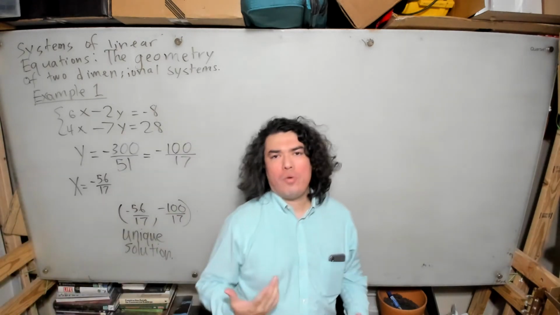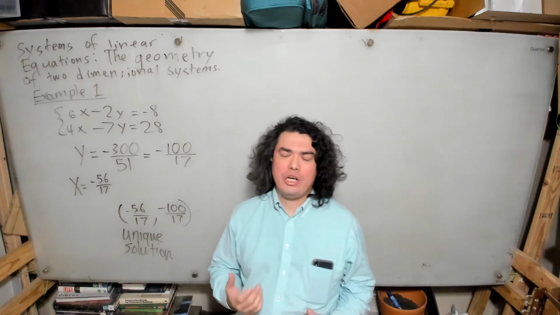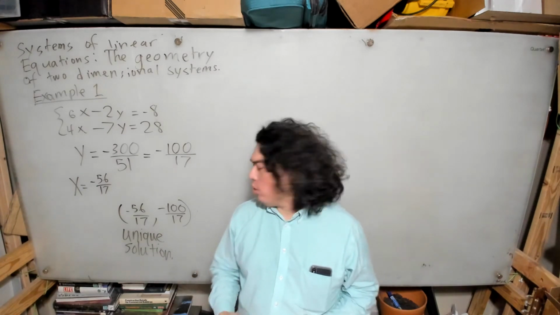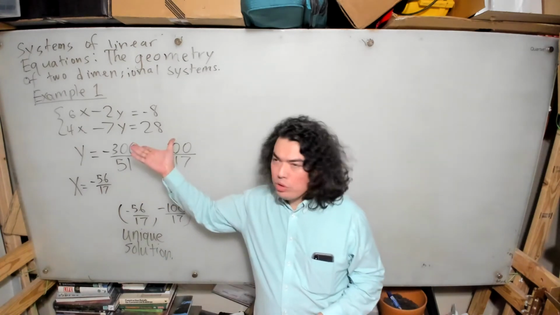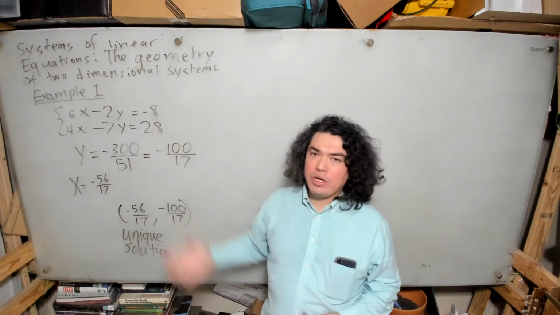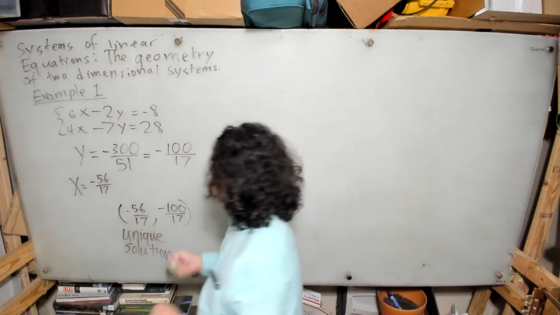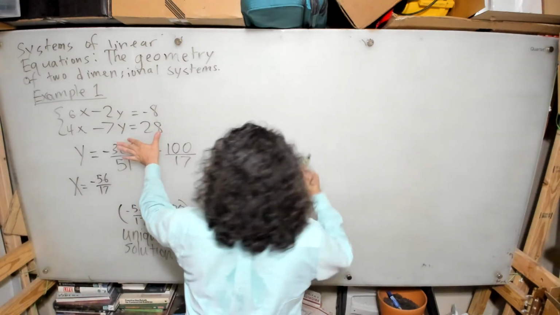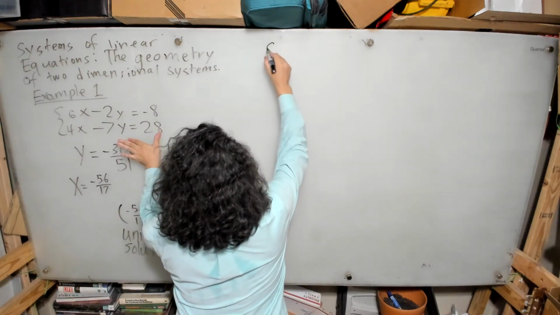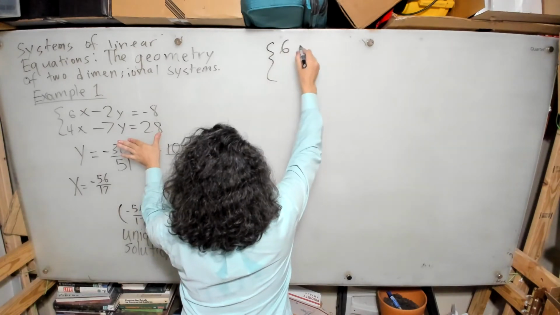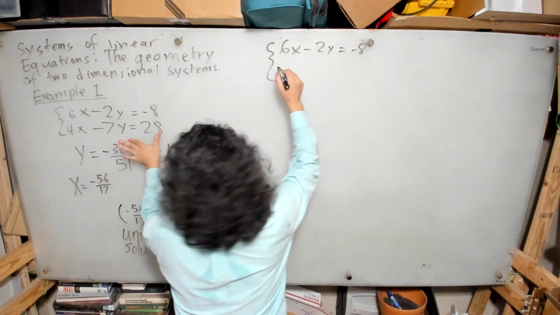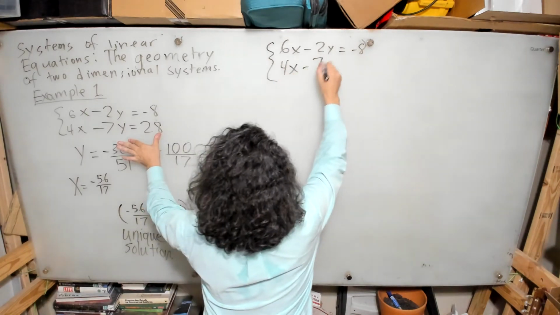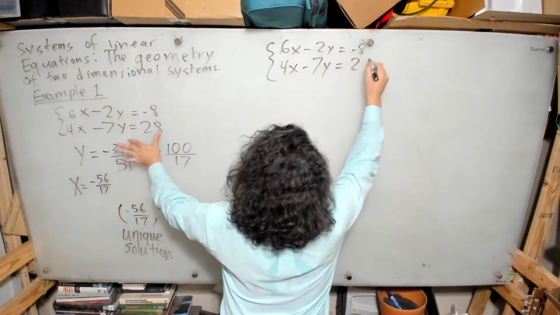So to figure out what's happening here, why is it that we got a unique solution? What I'm going to do is show you some of the associated geometry of this problem. What I want you to observe here is the following. Look at this system of linear equations, okay? The system is 6x minus 2y equals negative 8, and 4x minus 7y equals 28.